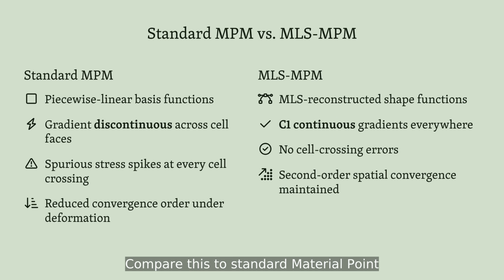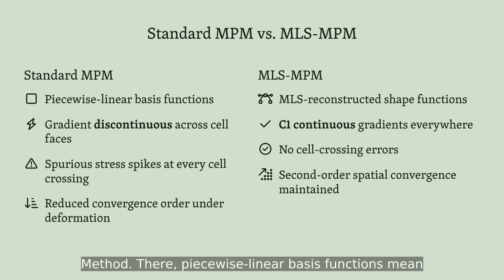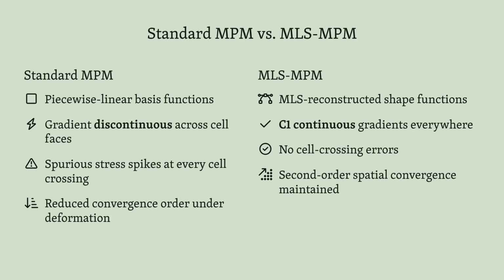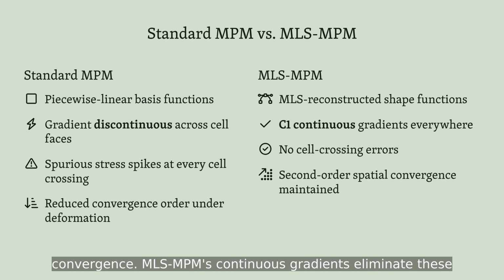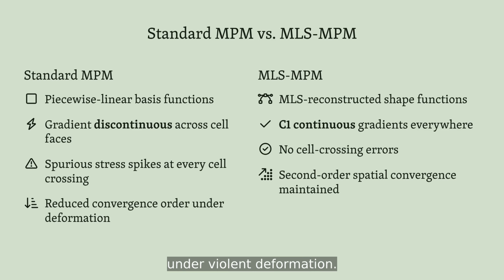Compare this to standard material point method. There, piecewise linear basis functions mean gradients are discontinuous across element faces. Every time a particle hops cells, the gradient field jumps, injecting spurious stress oscillations that degrade accuracy and convergence. MLS-MPM's continuous gradients eliminate these artifacts entirely, restoring second-order convergence even under violent deformation.